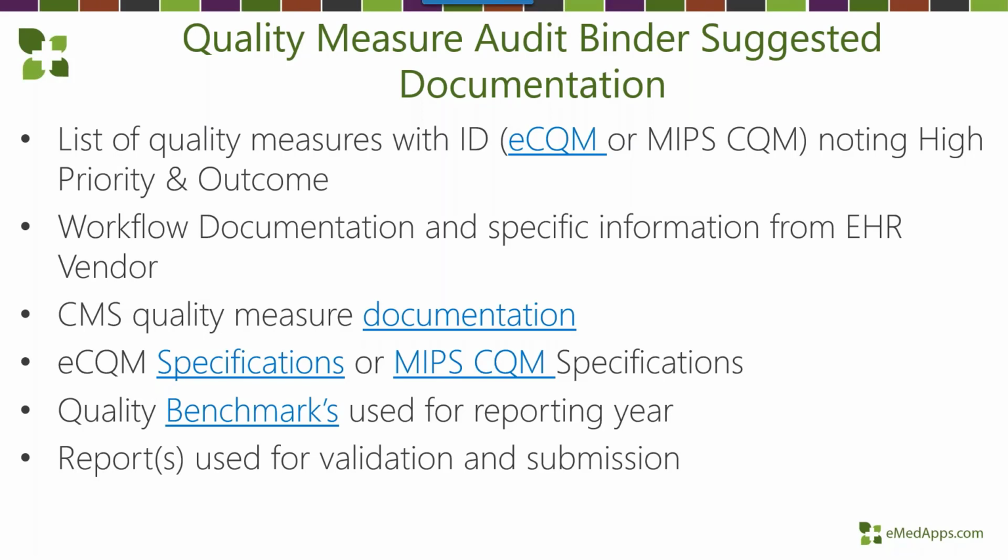Benchmarks that you're using for the reporting year. Benchmarks note obviously how many points are applicable to that specific quality measure. And then your reports that you're using, again, for your validation and submission that you've used throughout the year. So you should have reports that you are using throughout the year for each of these different quality measures and each of these different objective categories to show that you are actually reviewing the information.